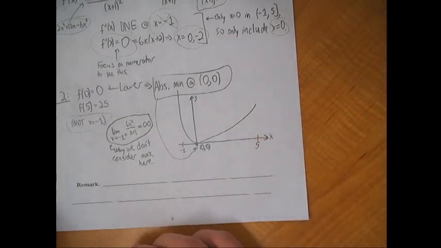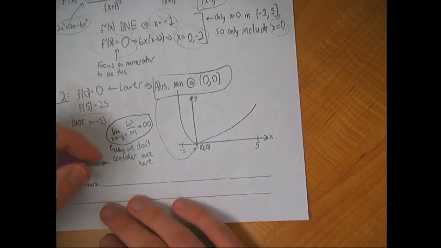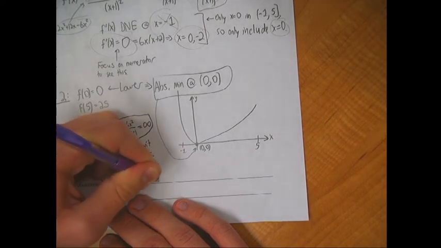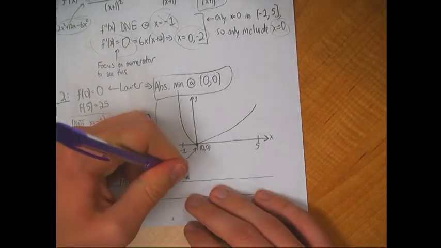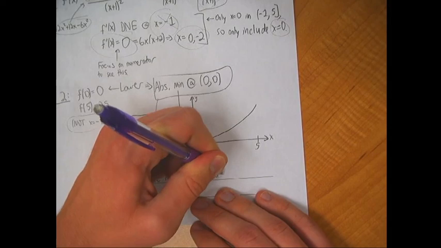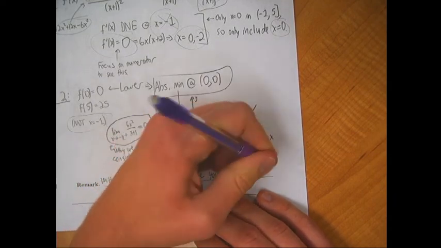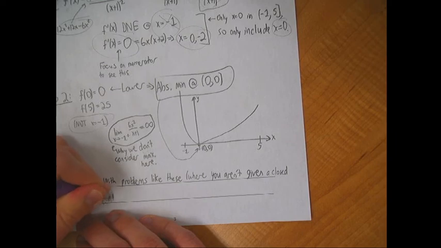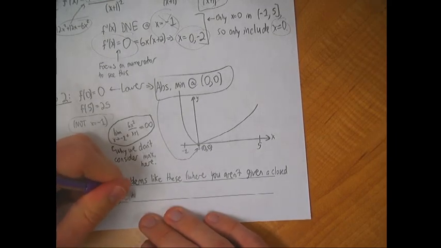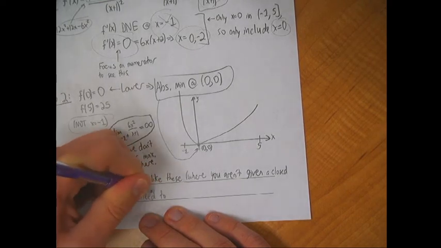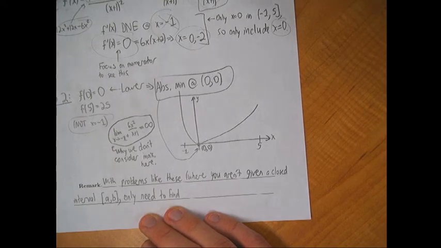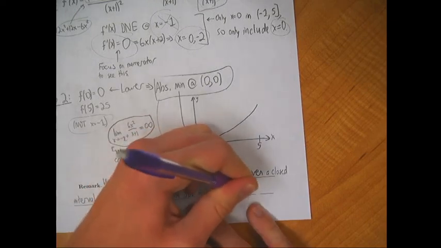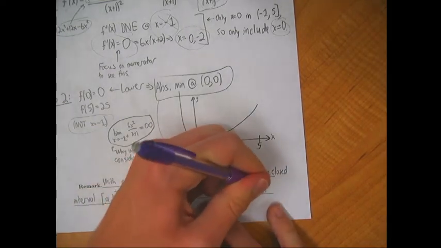So let's go ahead and conclude with the remark, and you guys can get out of here with like 7 minutes to spare. So with problems like these, where you aren't given a closed interval a comma b, you only need to find the absolute minimum or absolute maximum, not both. Okay?